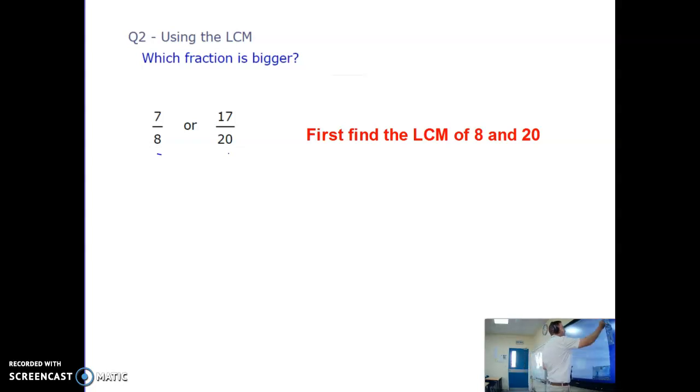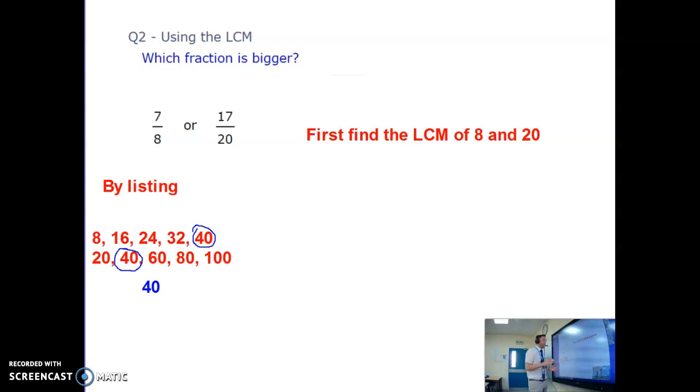Now, there's a few ways you can do this. You could just list the multiples of 8 and list the multiples of 20. You might need to do this for a little while, but in this case we find that we've got 40 is in both of their times tables, and so that's the least common multiple.